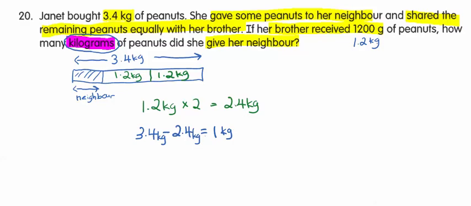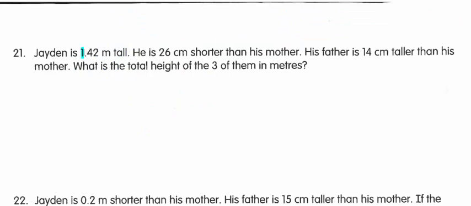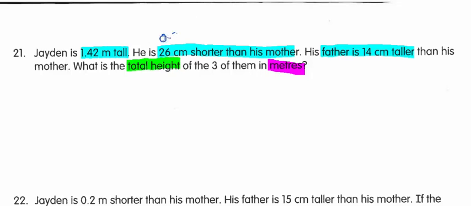Alright. Now Jaden is 1.42 meters tall. He is 26 cm shorter than his mother. Father is 14 cm taller than his mother. And so what I want is the total height of the three of them in meters. Okay, so this is my unit, meters. So immediately, let me just quickly change my 26 cm into meters, which is 0.26. This 14 cm, I will change it to 0.14 meters because I divide by 100.